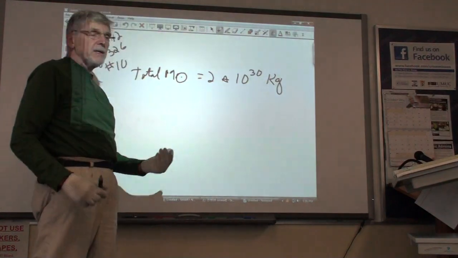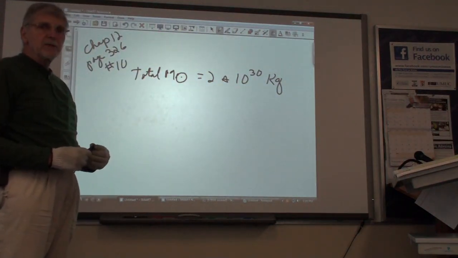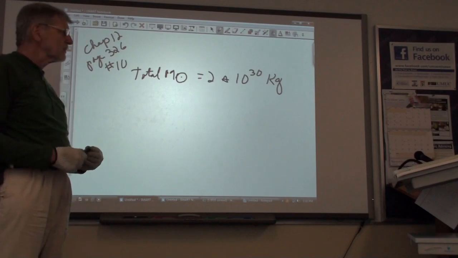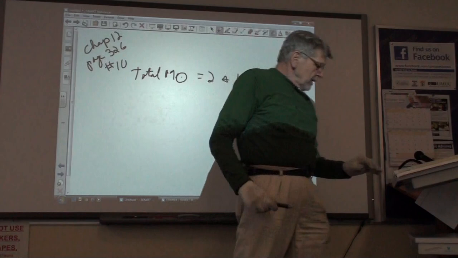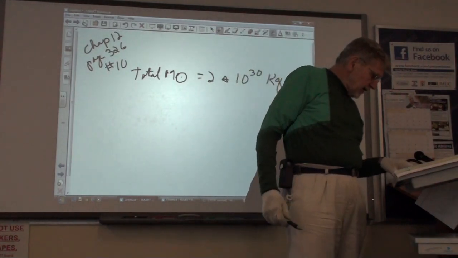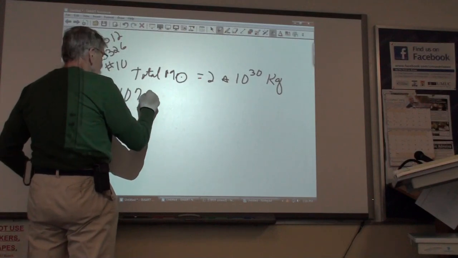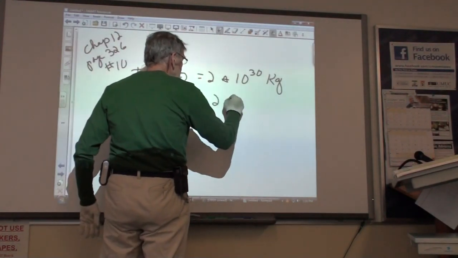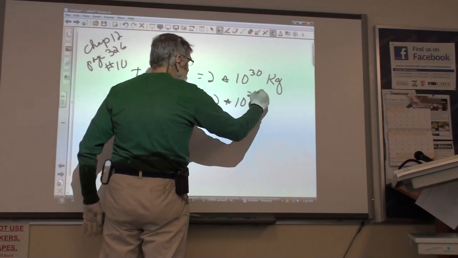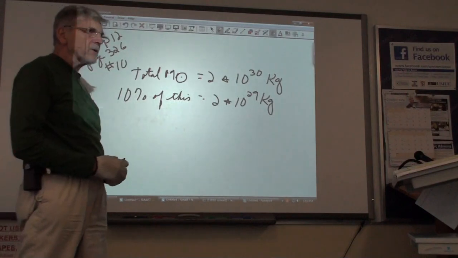This is ascertained by using Kepler's third law and looking at the rate of the Earth going around it. We can ascertain the mass of the sun from the gravitational force, so we know that figure quite well. And we're also told that 10% of this is used. So 10% of this is going to be 2 times 10 to the 29 kilograms. We just take 10% of the total mass, reduce the power of 10 by 1.